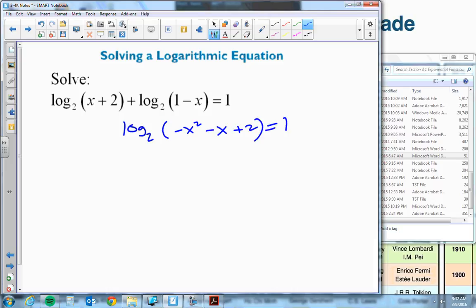Okay, fine. Now from here you have two options. And I'm going to show you both. One thing you could do is note that you have a log equals a number. So rewrite as an exponential. The base is 2. 2 to the power of 1 would equal that argument. And boom, you have an equation that works. Or you can change this 1 into a log with the same base, log base 2 of something. So tell me this. So log base 2 of what is 1?